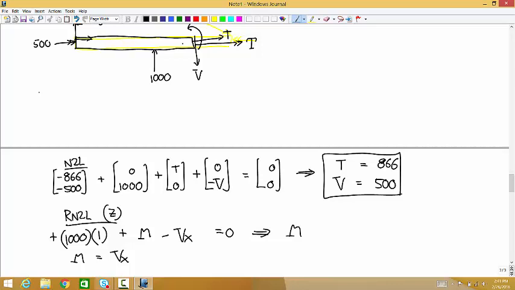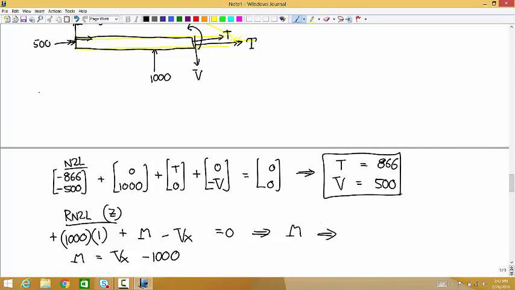So either direction. Oh, clockwise. You're right. It would switch. Yes, I'm sorry. It's clockwise both ways. Either way you did it, it would be minus Vx. But why not just do it the same way every time? So let's just always do it from the left. Okay. So m is equal to Vx minus 1,000.